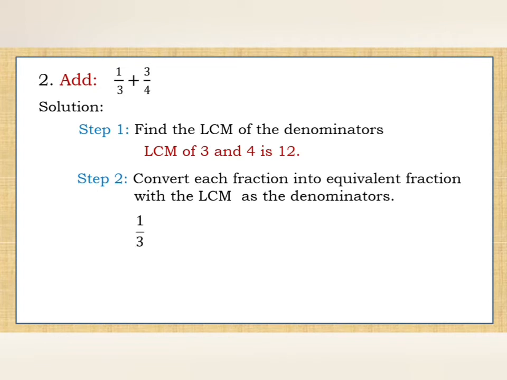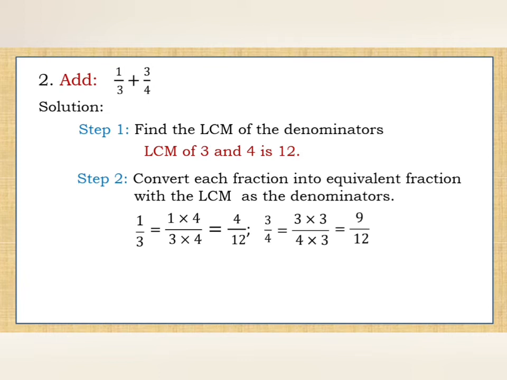First, 1 by 3. We can convert the denominator into 12. For that, we can multiply both numerator and the denominator by 4. That is equal to 1 into 4 divided by 3 into 4. This is equal to 4 by 12. Likewise, for 3 by 4, here we can multiply with 3 by 3. It becomes 9 by 12.